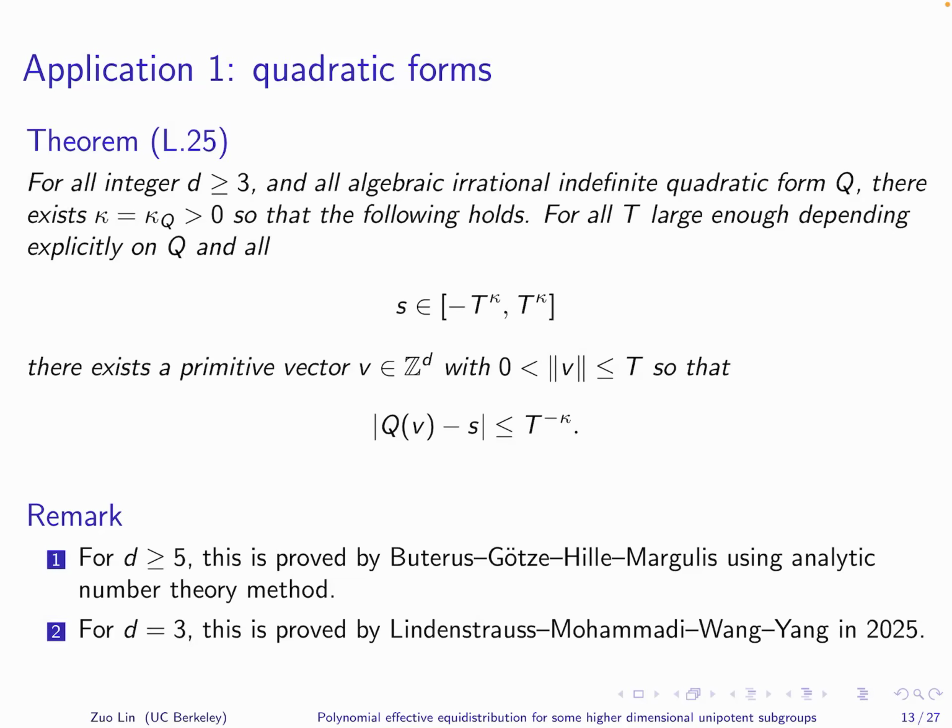And how efficient it is, it is a polynomial rate. To get an error of t to the minus kappa, I just need to search at most size t integer vectors.